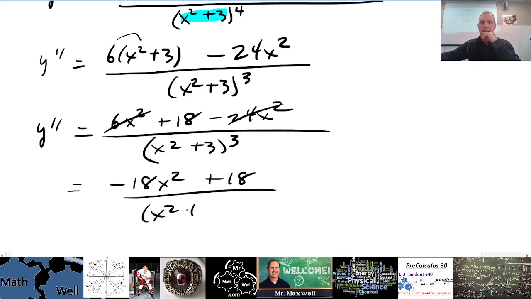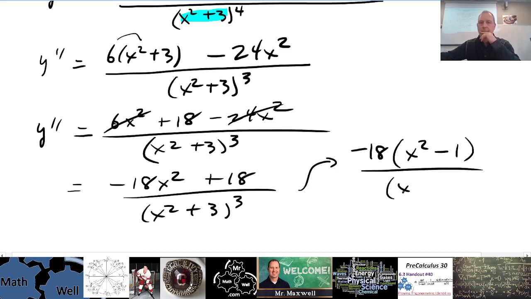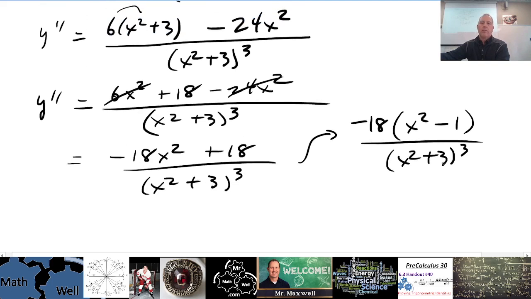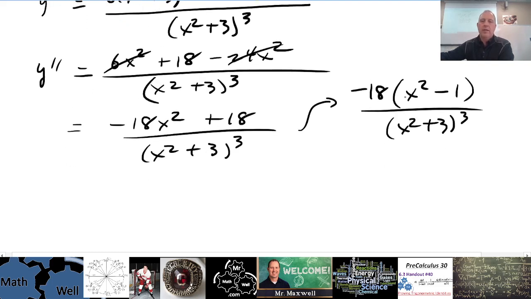And that's going to be able to be factored out if we want. You can take out a negative 18, I guess, if you want: x squared minus 1. Okay, that's one way you can do it. You could also have a positive 18 here and then have 1 minus x squared in there. That's okay too.